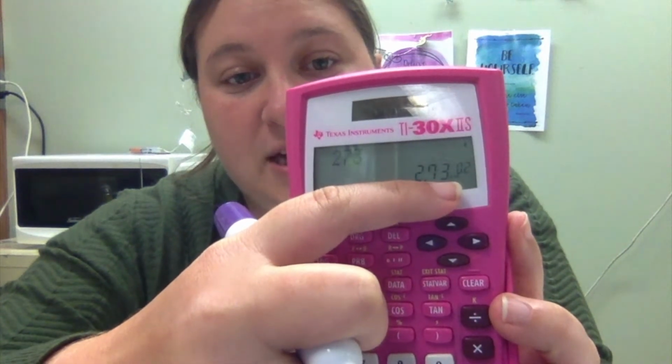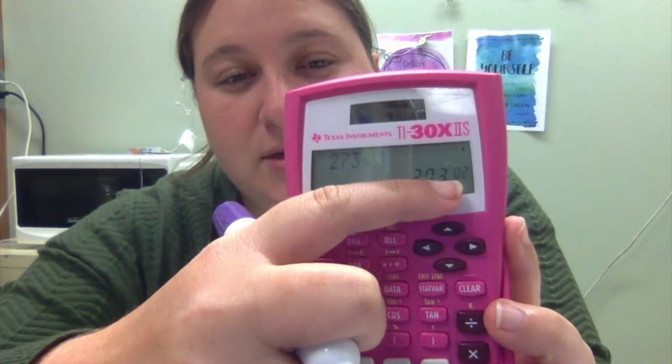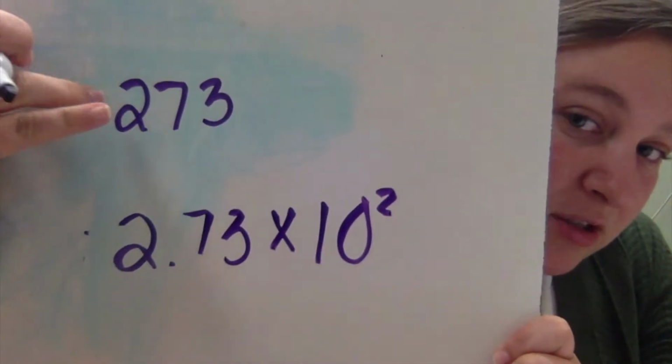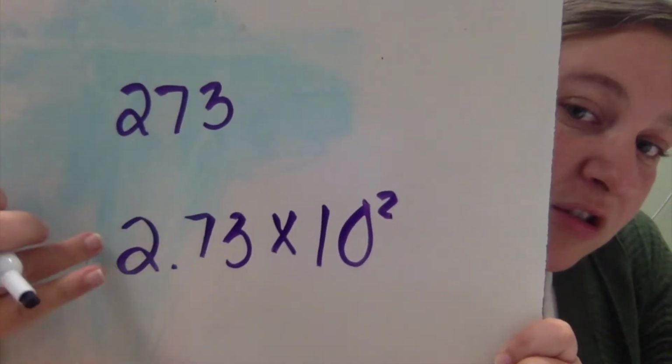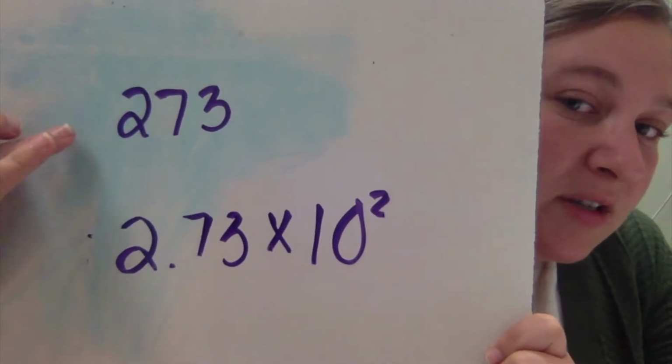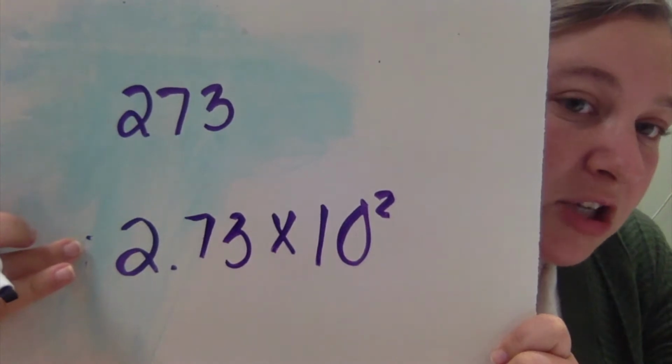Now the times 10 is super teeny tiny and it gives you a 0 too, so you kind of have to interpret that yourself. So it is going to be 2.73 times 10 to the second power. And that's how it would look normally. So we started with 273, and 2.73 times 10 to the second power is 273 in scientific notation.